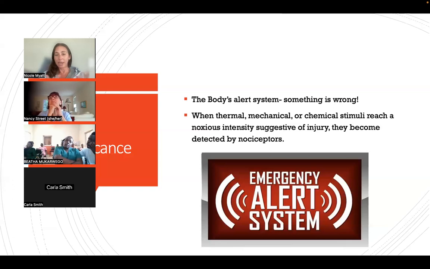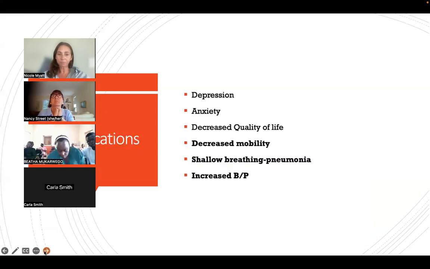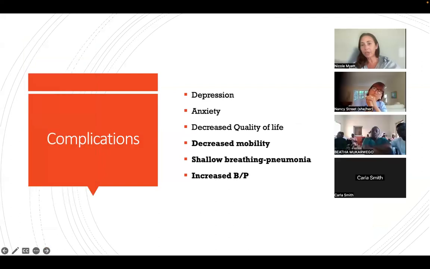Pain happens when a stimulus, which can be thermal, like I said, from a burn, mechanical, or chemical, reaches a noxious intensity. Then it suggests that there's an injury, and it becomes detected by that peripheral nervous system that we just looked at, and it sends a message to the brain saying, hey, there's something wrong.